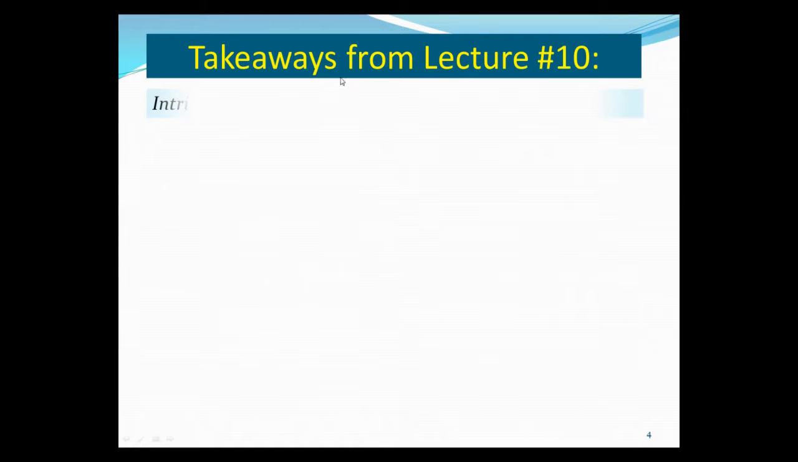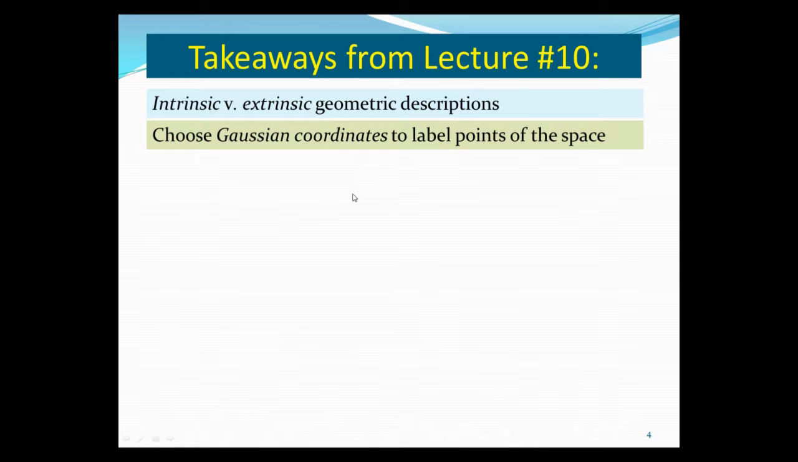Now, takeaways from lecture 10. We talked about geometric description. We distinguished between so-called intrinsic versus extrinsic. The great lesson Gauss taught us is that it's possible to make an intrinsic description. Meaning you can stay within the physical space. You never need to invoke any space outside the space you're interested in. You don't need an embedding space.